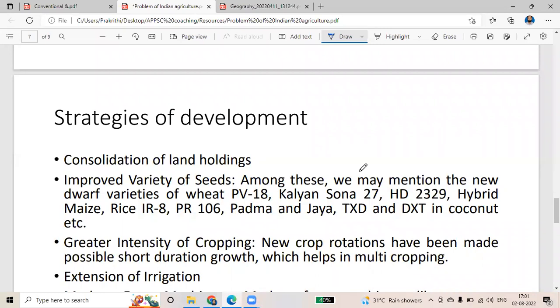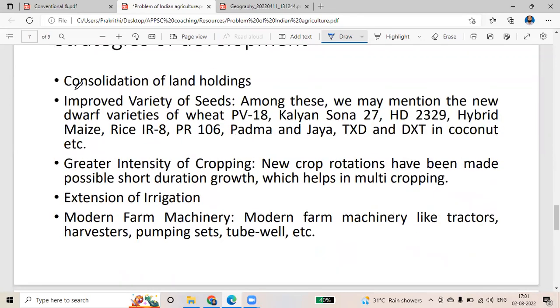So what are the strategies which are being developed for improving the agriculture sectors? They include consolidation of land holdings.